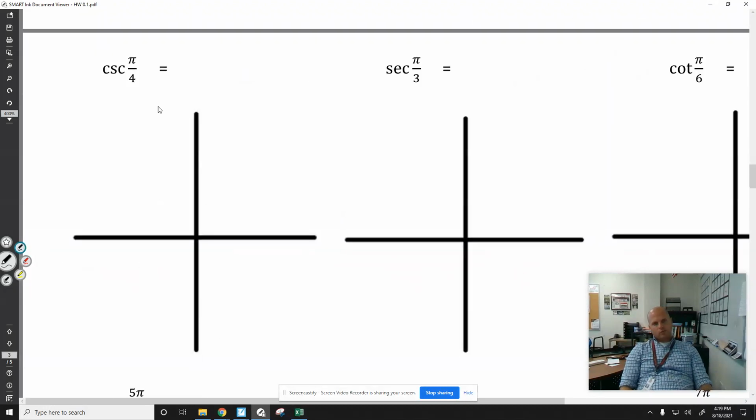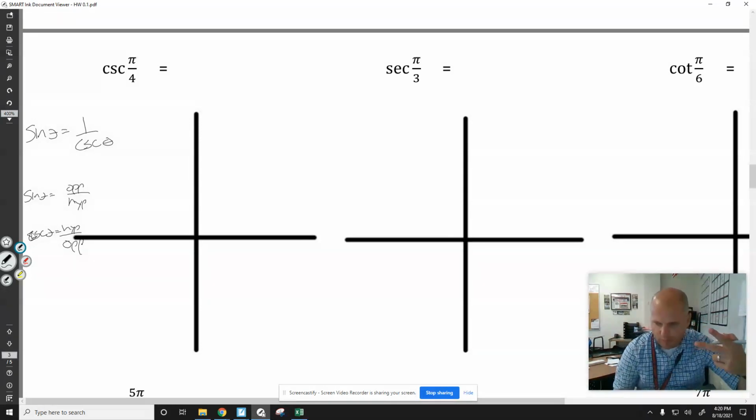All right, we got some reciprocal functions. Remember, sine's reciprocal is cosecant. It means if sine is opposite over hypotenuse, cosecant is going to be hypotenuse over opposite. The reciprocal just means you take the fraction and flip it. If you have something like 2, the reciprocal would be 1/2. If you have root 3 over 2, the reciprocal would be 2 over root 3. That's how I do things.